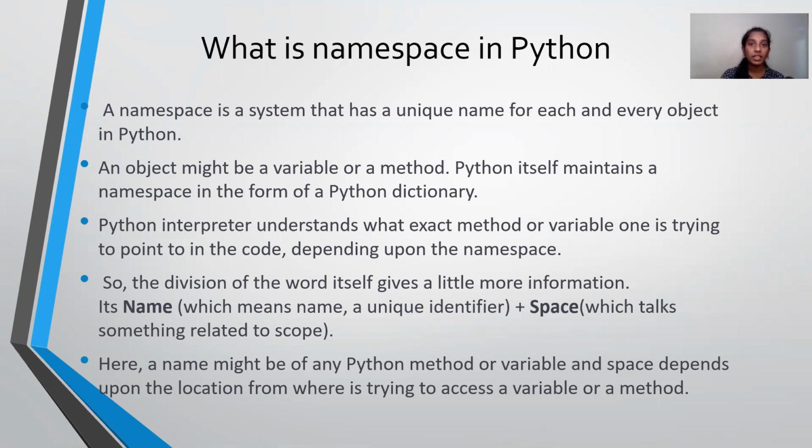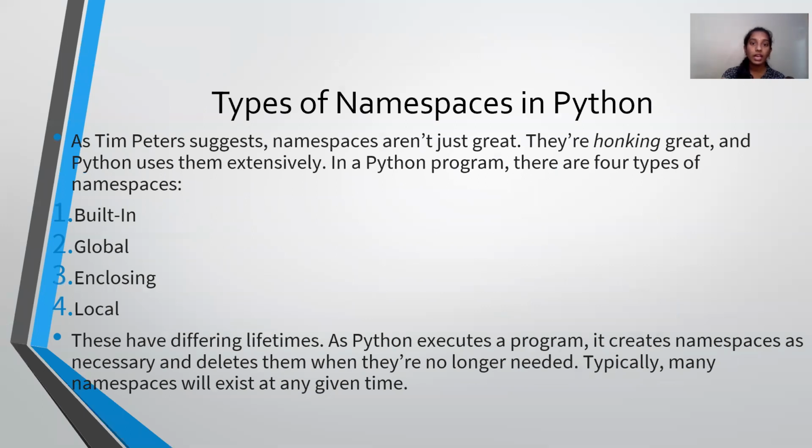Let's see the different types of namespaces we have in Python. As Tim Peters suggests, namespaces aren't just great, they are honking great, and Python uses them extensively. In a Python program, there are four types of namespaces. First one is built-in namespace, second one is global namespace, third one is enclosing namespace, and the fourth one is the local namespace. These have differing lifetimes.